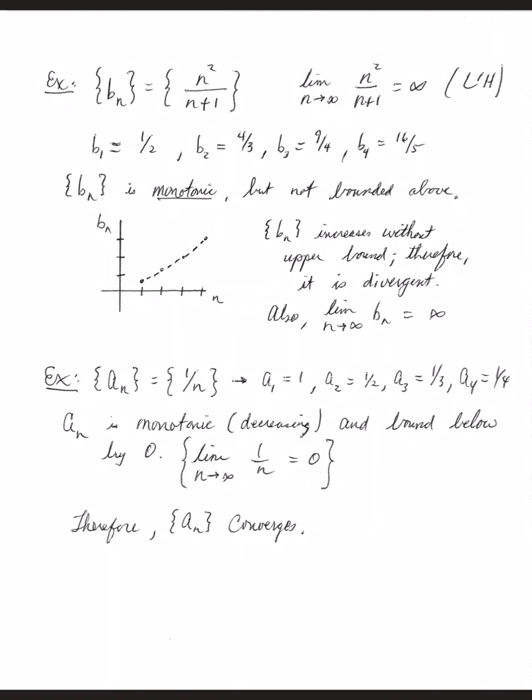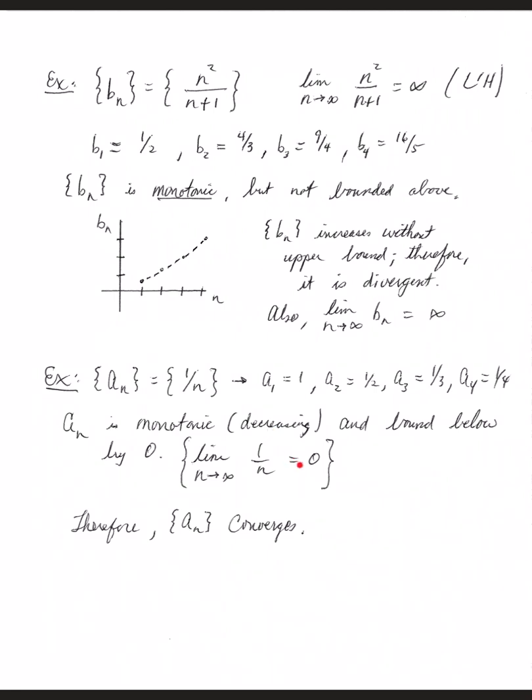And then finally, another example would be the sequence a sub n defined as just 1 over n. a sub 1 is 1, a sub 2 is a half, a sub 3 is 1/3, and finally a sub 4 is 1/4. These values consistently decrease. a sub n is monotonic, and because it's decreasing, every term gets smaller and smaller. And it's also bounded below.